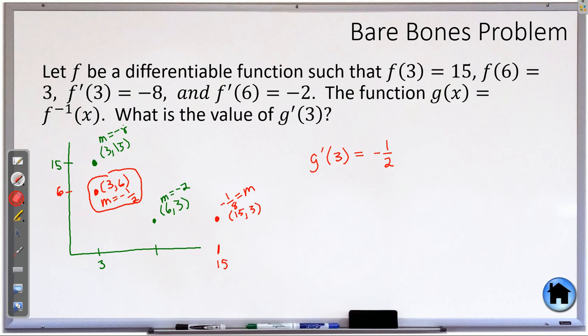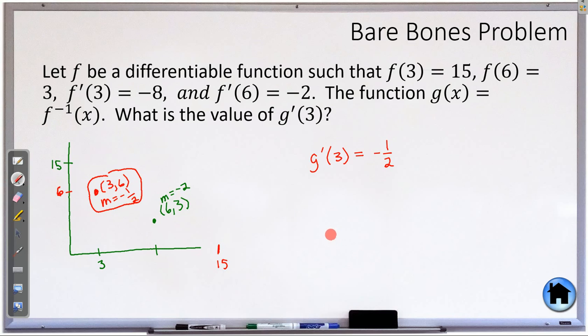So sadly, they gave us quite a bit of misinformation. We did not need to know that point or that point. It would have been much easier if they just gave us the one that we needed: the point (6, 3), its pair (3, 6), and then the slopes are reciprocals of each other.